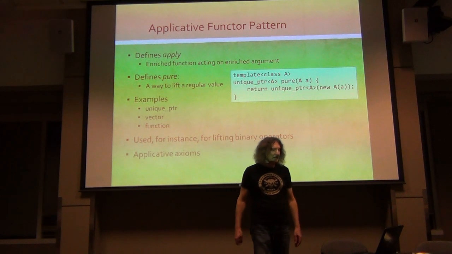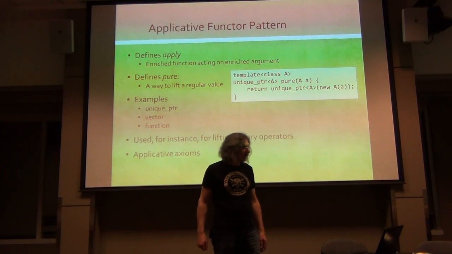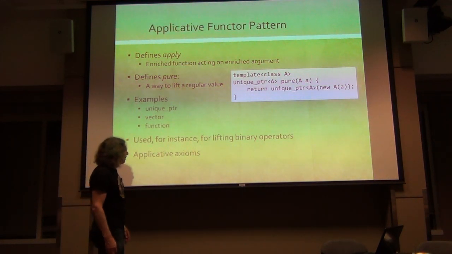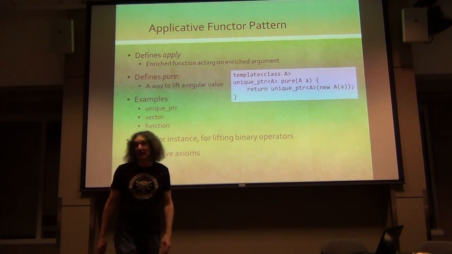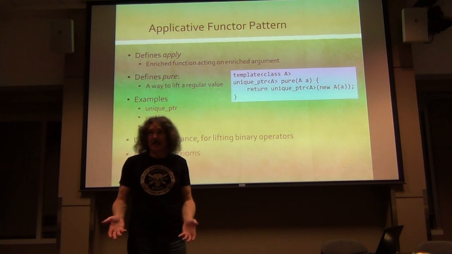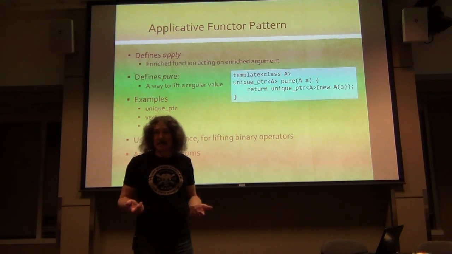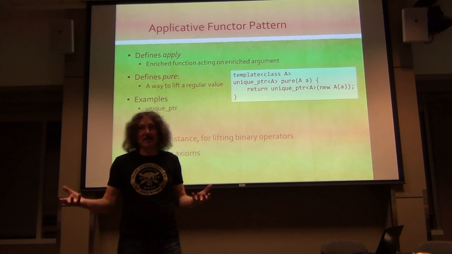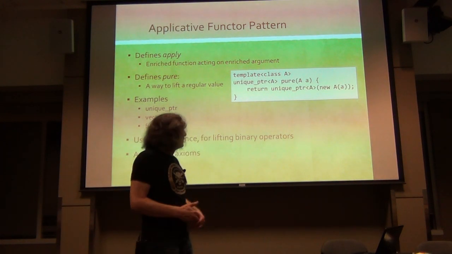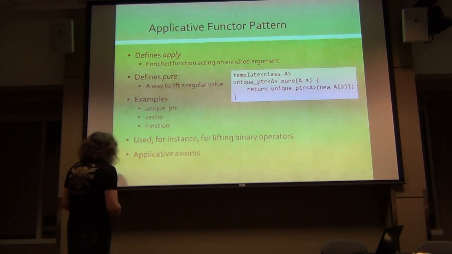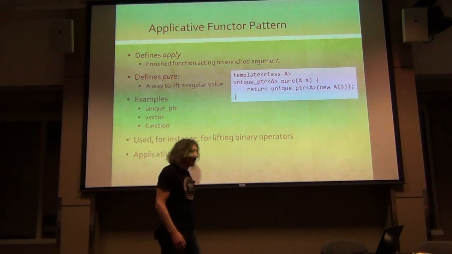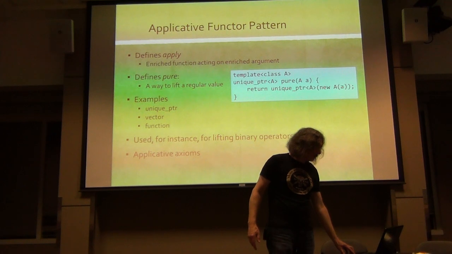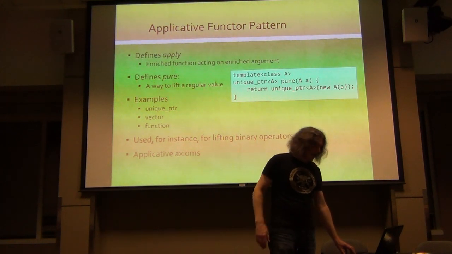So the examples of these applicative functors are the usual suspects: unique pointer, vector, function, many. And where it's used, at least in Haskell, people often use it to lift binary operators, right? So you have a class defined on your stuff, and now you say, okay, but I don't have my stuff, I have enriched stuff, so I have to lift. And of course it has its axioms, which I will not be talking about, but it's worth knowing that there are some basic laws.